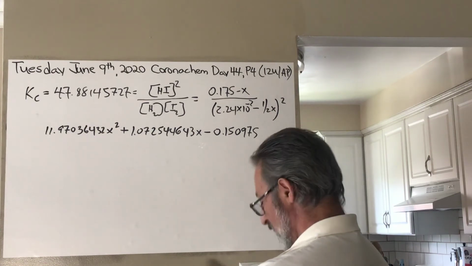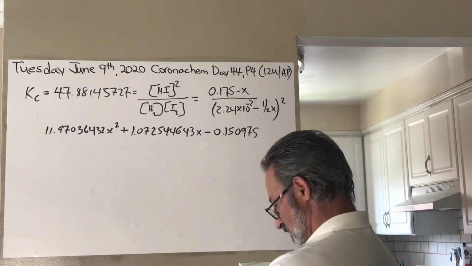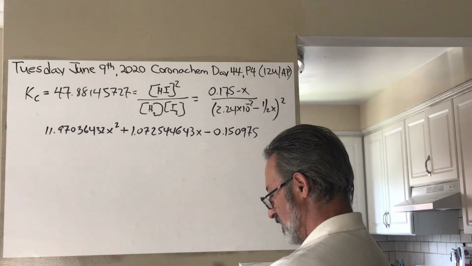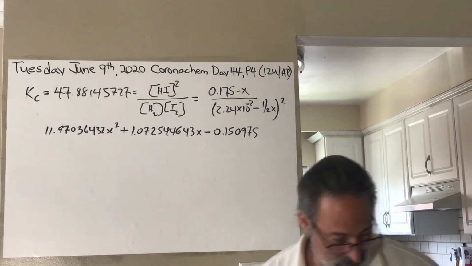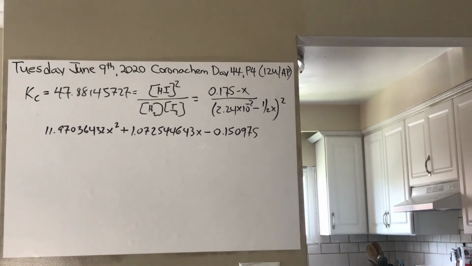And the last part is negative 0.150975. Okay, so what I get is 7.61 times 10 to the minus 2 and negative 0.1675.